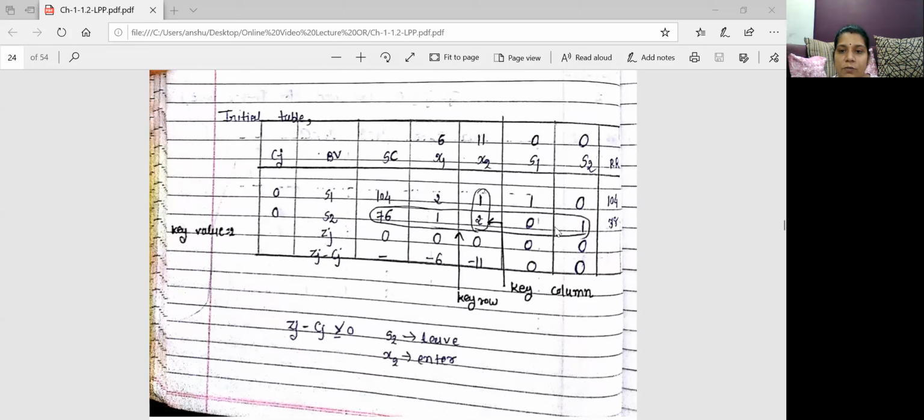1 into 0 plus 0 into 0, 0. And 0 into 0 plus 1 into 0 is 0. So this is our ZZ. Again we find ZZ minus CJ. So what is the value of ZZ? All these values are values of ZZ. And what is the value of CJ? This value 6, 11, 0, 0. Then ZJ minus CJ. So first we write the dash 0 minus 6 minus 6. 0 minus 11 minus 11, 0 minus 0 0, 0 minus 0 0.